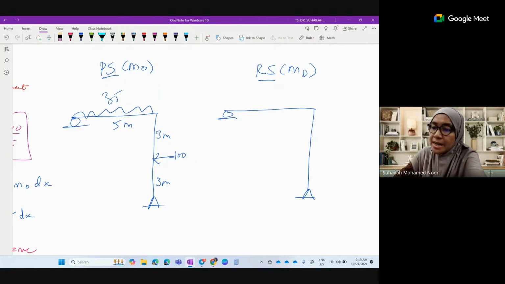That's the only one that changes. In the primary structure, the loading remains. So this is the only difference. Okay, the redundant structure is the same type but empty. Okay, here we have to apply a unit moment at D.